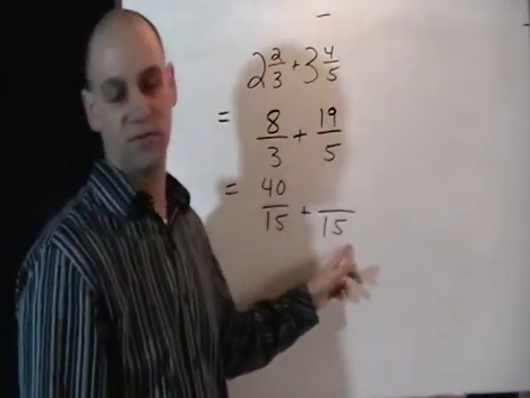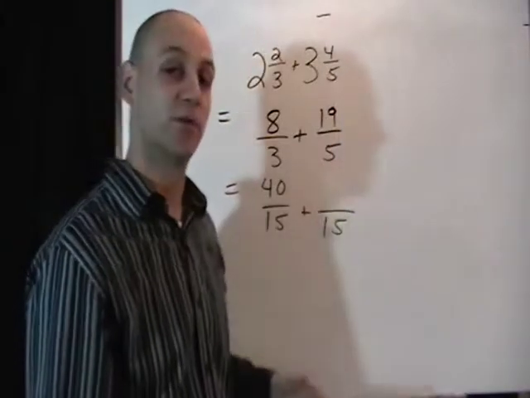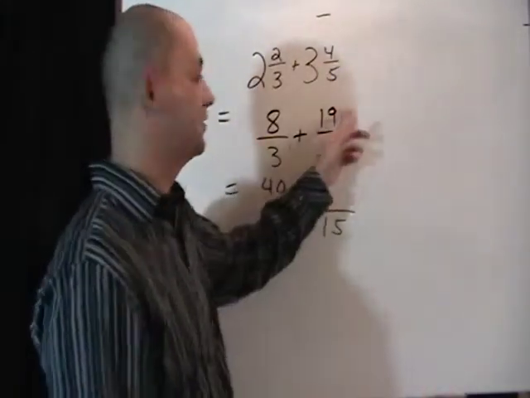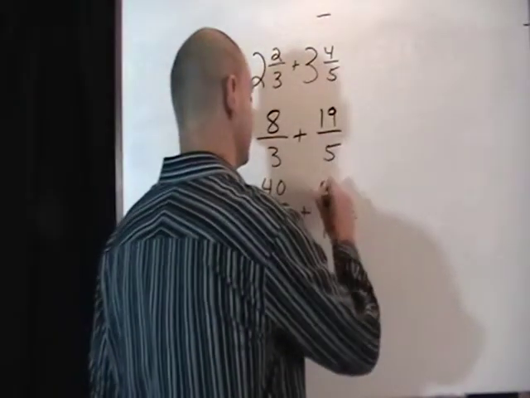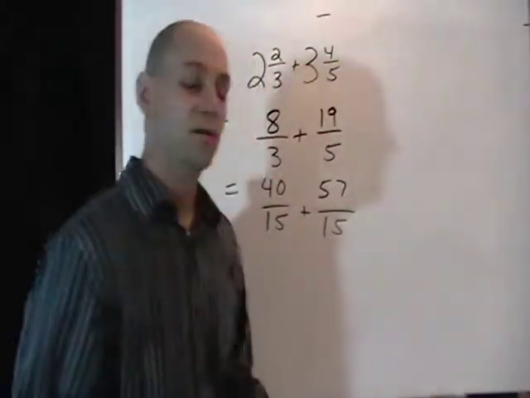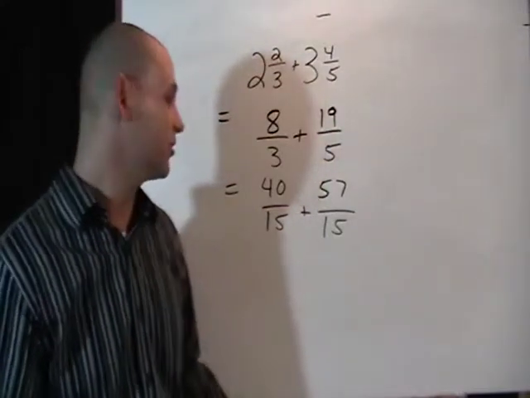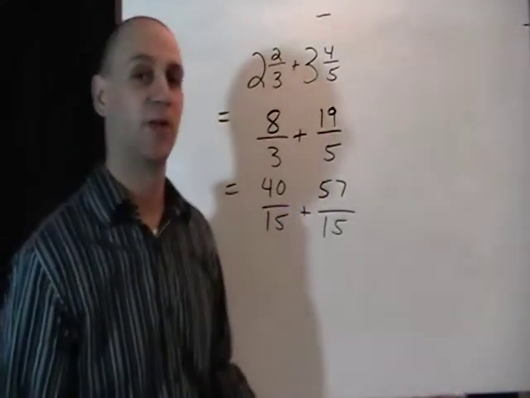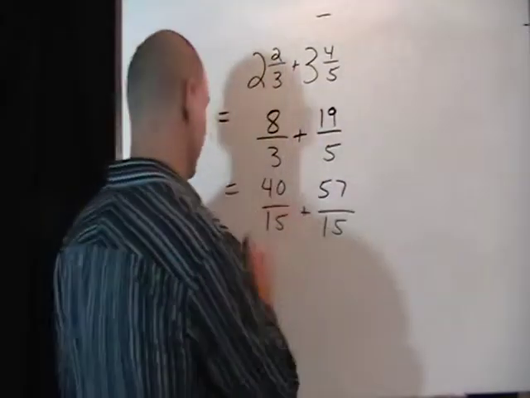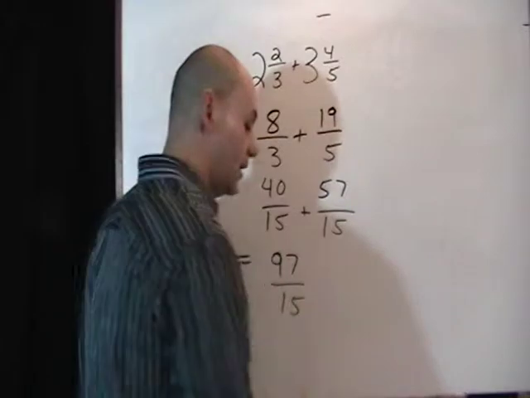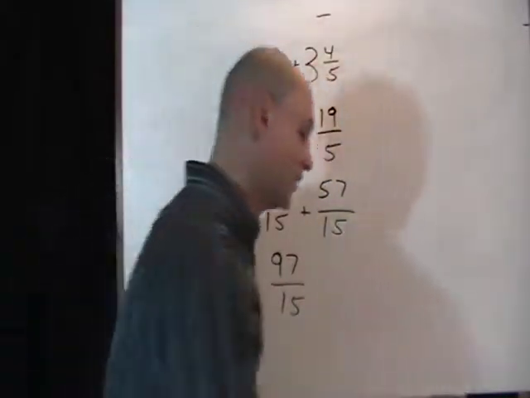Similarly over here, how did we get to 15 from 5? We multiplied by 3. And so we're going to do the same thing to the top. 19 times 3 is 57. So now we have two fractions. They have the same denominator, and that means in order to add them up, all we have to do is simply add the numerators. 40 and 57. And we get 97 over 15.